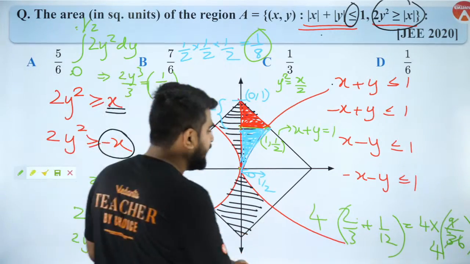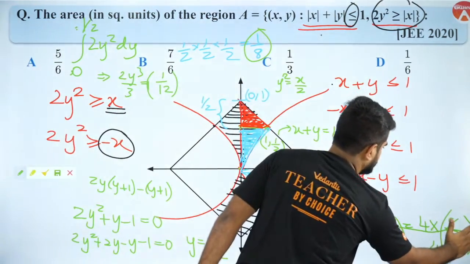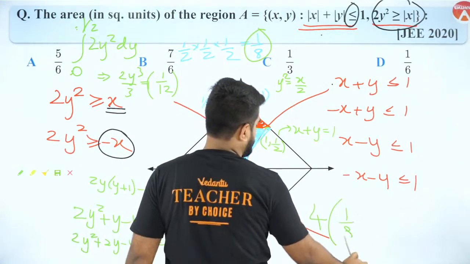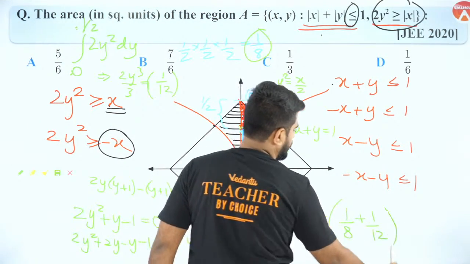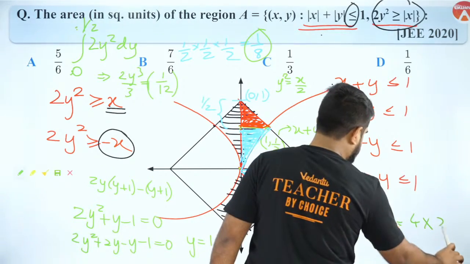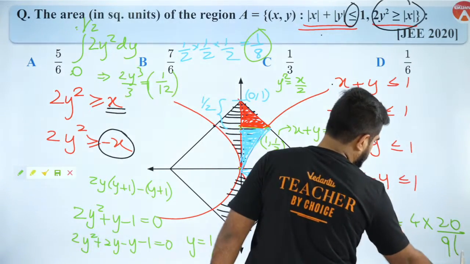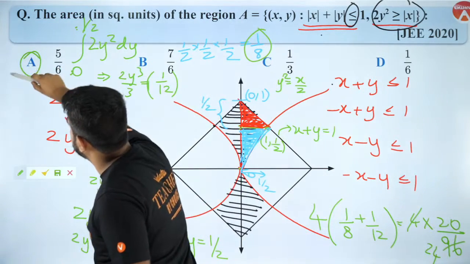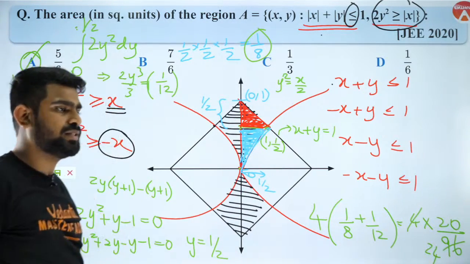Oh guys, it's 1 by 8 plus 1 by 12. So it will be 4 into 20 divided by 96. And that, my friends, will be 5 by 6. So A is the right answer. I hope you're all clear with it.